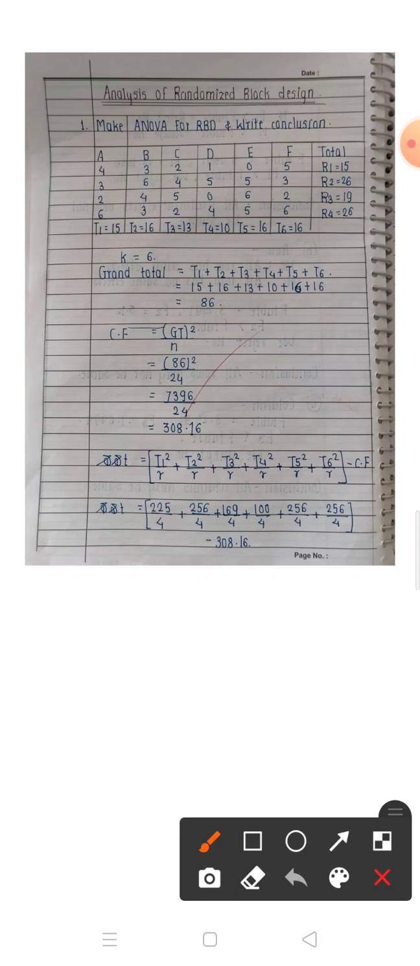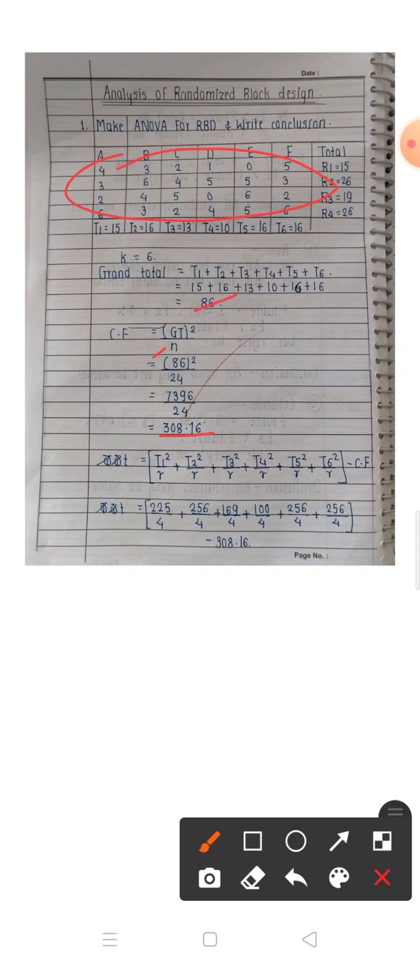Now let's calculate the CF, that is the correction factor. What is the formula? GT square divided by N. What is GT? Grand total. The value of the grand total is 86, so 86 square. And what is the value of N? The total observations given in the example is 24. So 86 square divided by 24. So the value is 308.16.